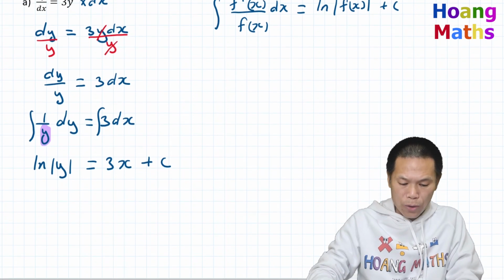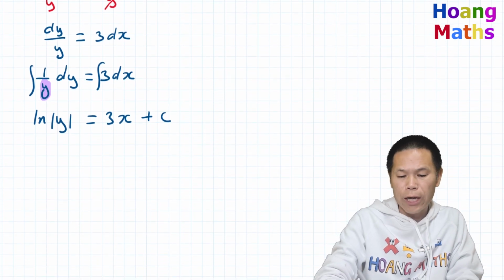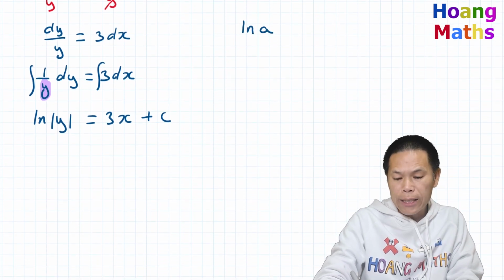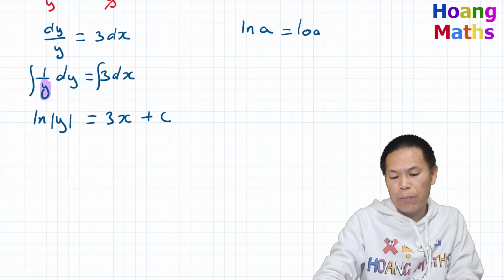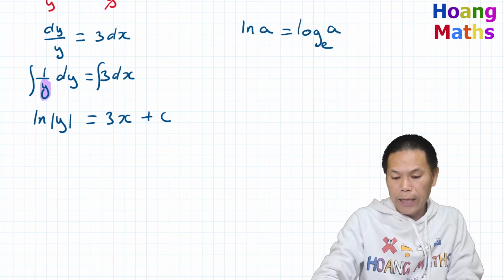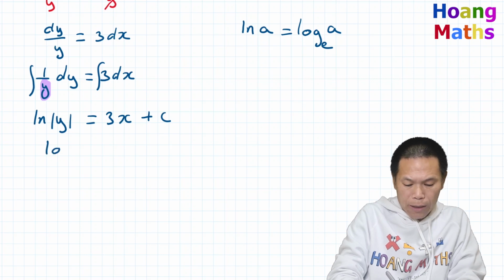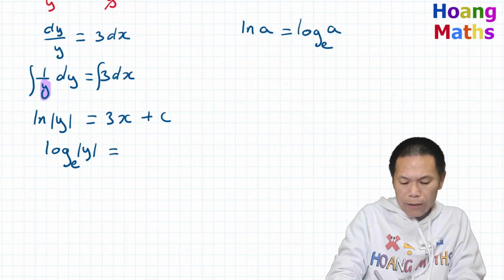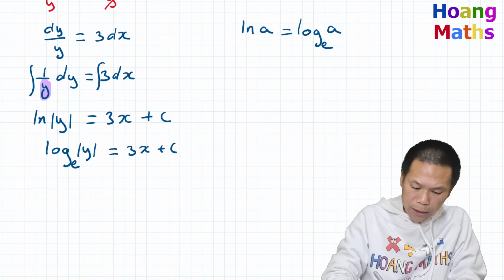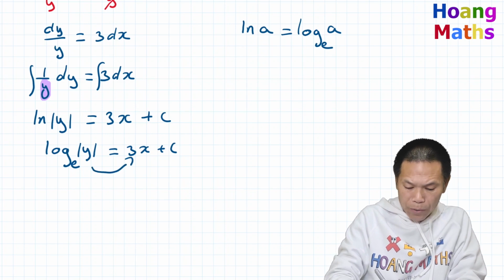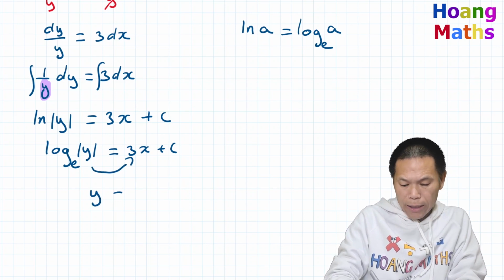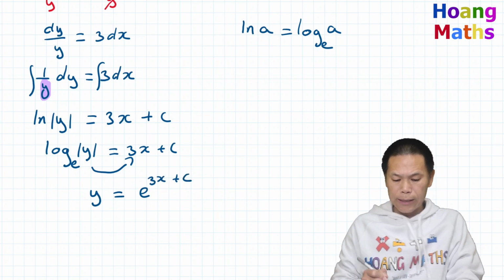And don't forget, we need to make y the subject. So what we do, we unlog it. Don't forget ln of a is exactly the same as log e a. Okay, keep that in mind. So then this is exactly the same as this. Let me just write this out: e to the power of y equals 3x add c. To unlog it, we move this up there. So that means y is e to the 3x add c.